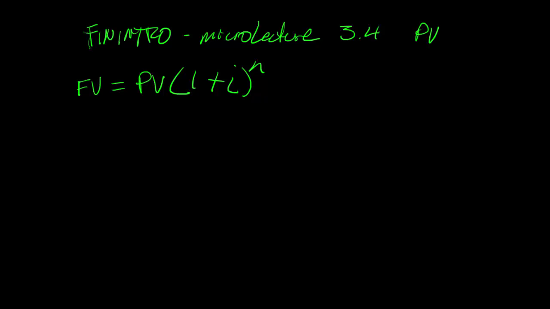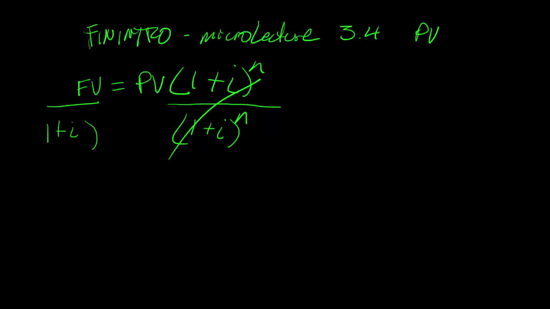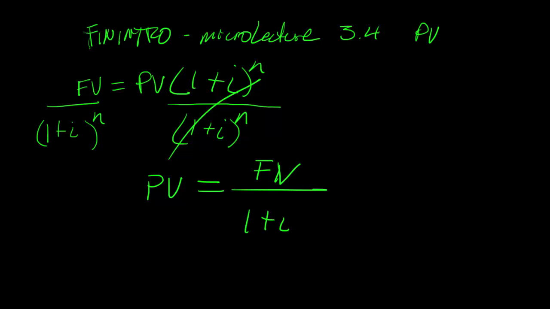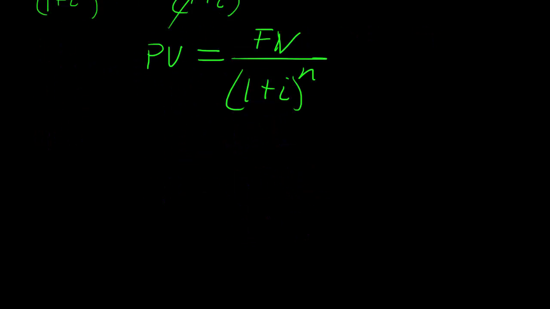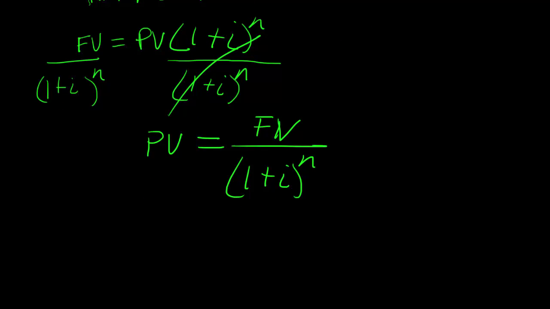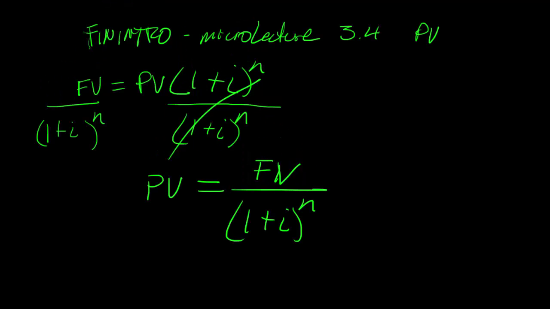Now let's pretend that I want to calculate for present value. This is simply a matter of algebra. I'm going to divide both sides by (1 plus I) to the n, and that cancels it out on one side. I end up, very simply, with present value equaling future value divided by (1 plus I) to the n. Ta-da! Nothing fancy here. This shouldn't be very surprising. It's a very simple algebraic division.